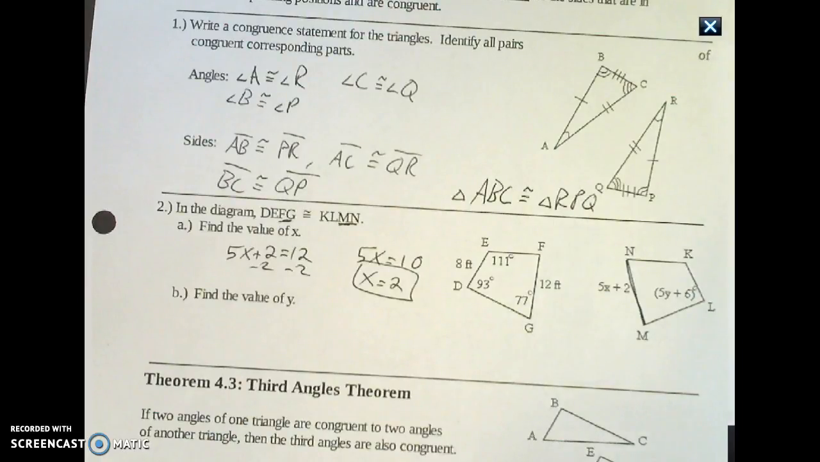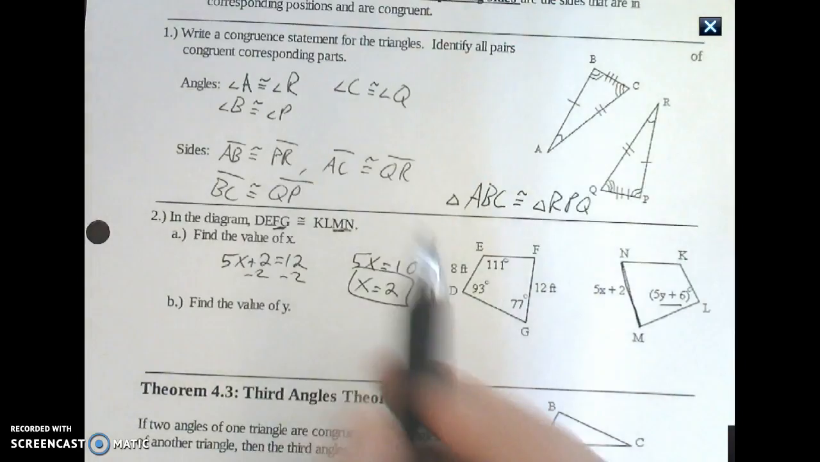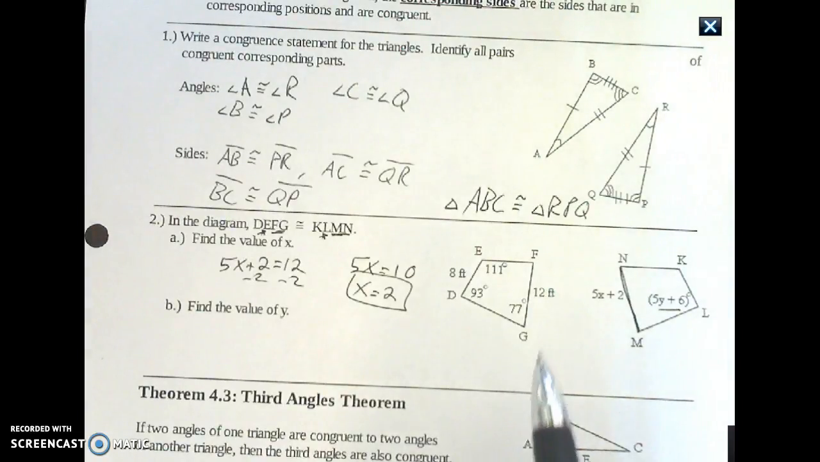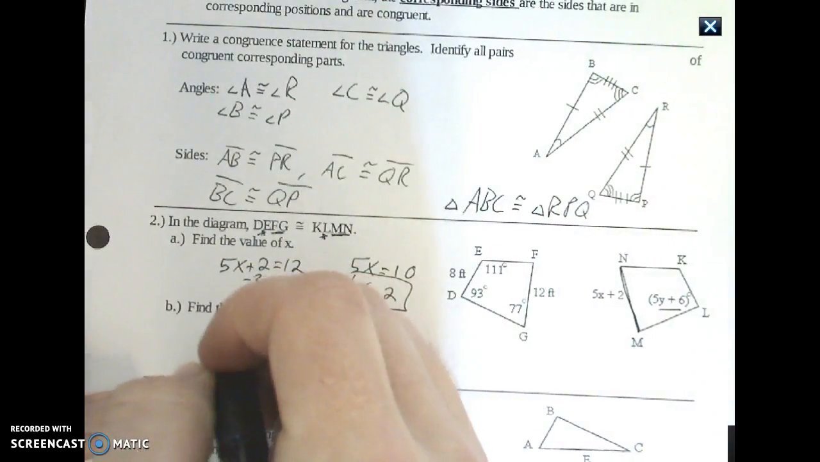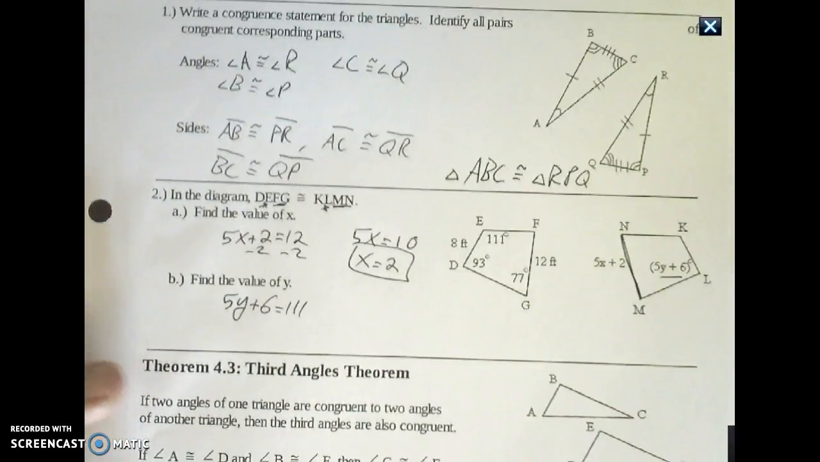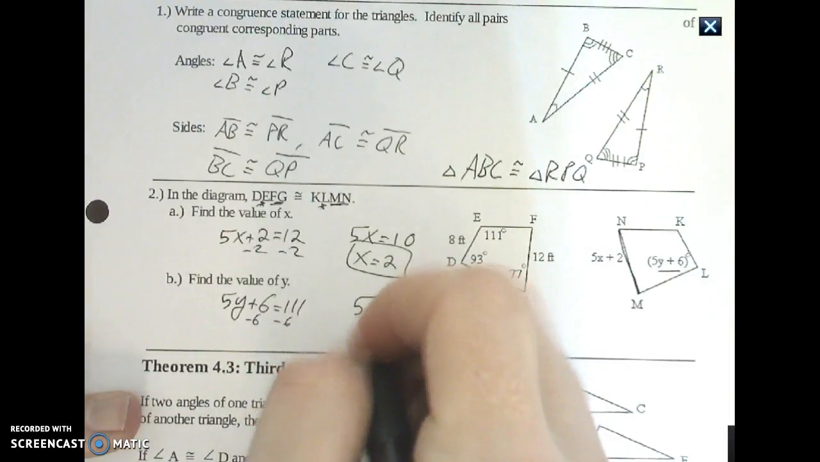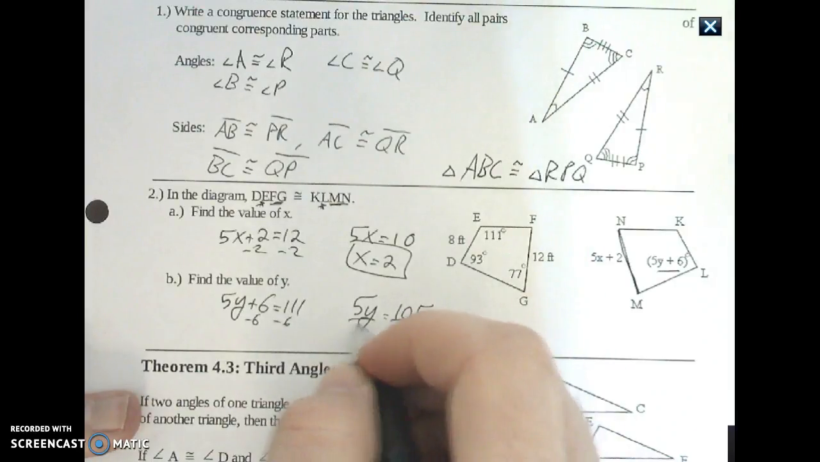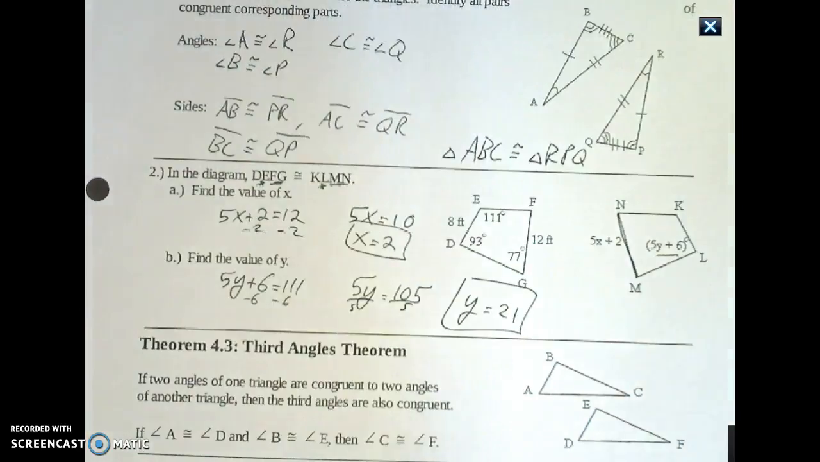Y. Now I'm over here. There's my y. It's an angle L. I'm on the interior. So back over here, angle L is the second one. The second one over here is angle E. Angle E is 111 degrees. So 5y plus 6 equals 111. Now I can subtract 6 over. 5y equals 105. Divide. y equals 21. Okay, all is well.